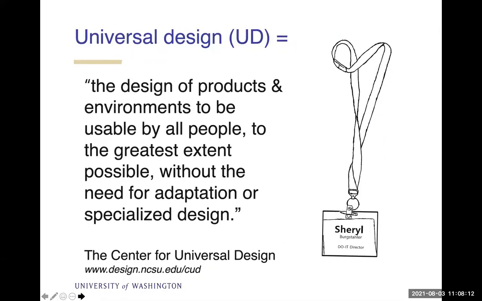So what is universal design? I like to use the very basic definition. There are others out there. That's a nice thing about definitions, right? There are just many to choose from, but you can go back to the basics. Universal design is the design of products and environments to be usable by all people, to the greatest extent possible, without the need for adaptation or specialized design. It's not just about people with disabilities.